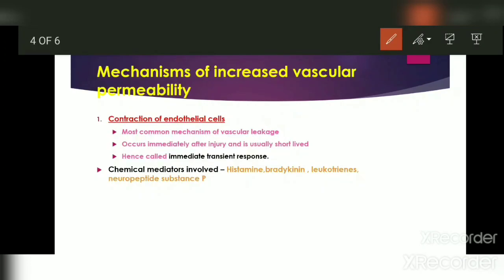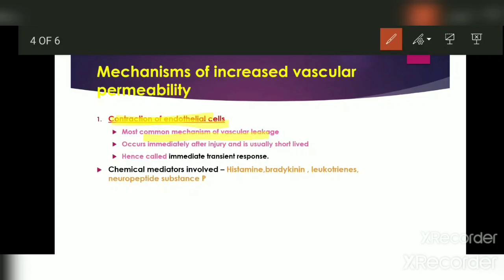Now let us discuss the mechanisms of increased vascular permeability. There are several mechanisms that can cause increased vascular permeability. The first and most important one is the contraction of the endothelial cells. It is the most common mechanism of vascular leakage. It occurs immediately after injury and is usually short-lived.